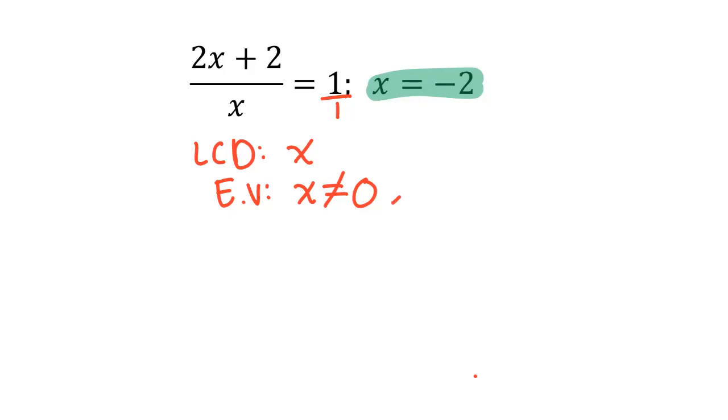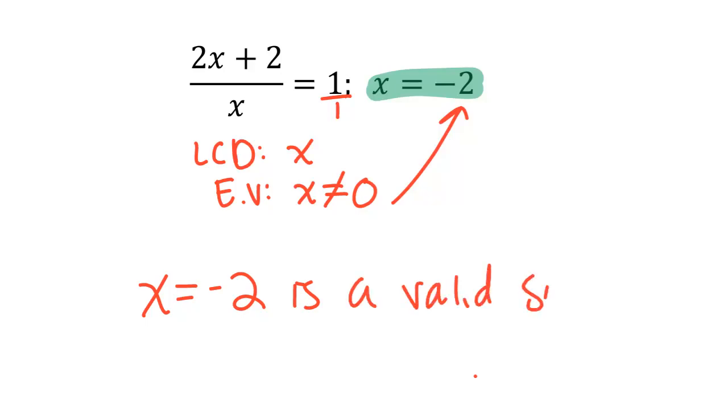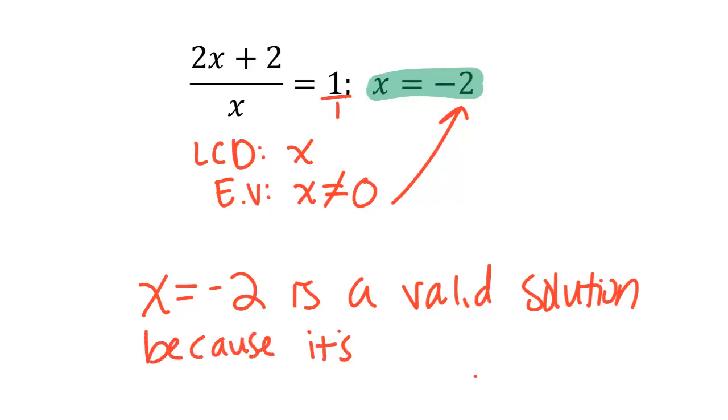So did I get 0 from my solution? No. This negative 2 is not an excluded value, so negative 2 is actually valid because it's not an excluded value. Okay? So x equals negative 2 is a valid solution because it's not an excluded value. Therefore it's valid.